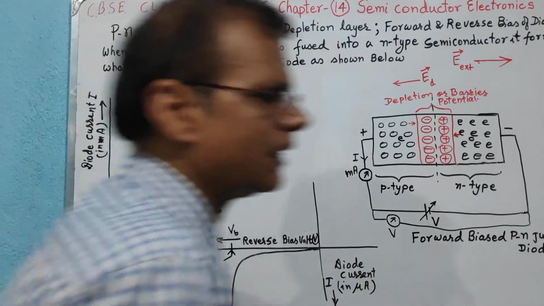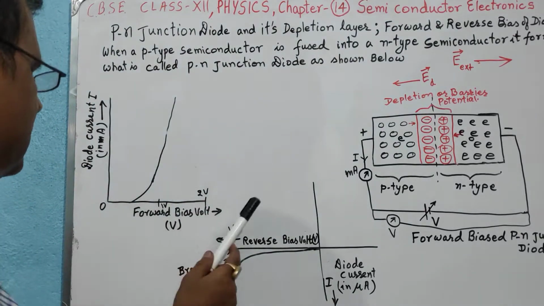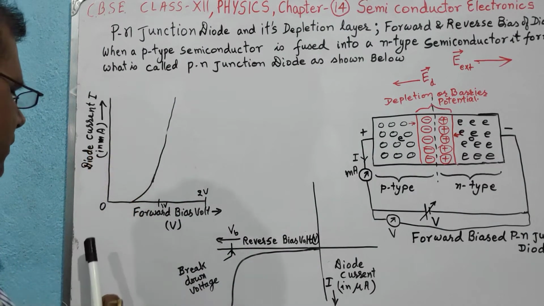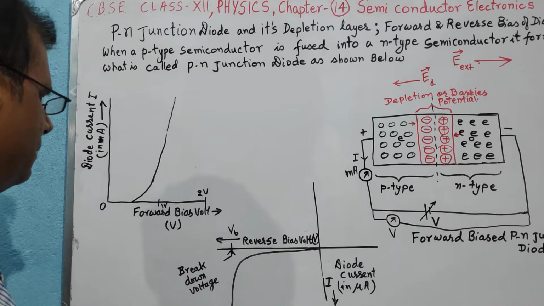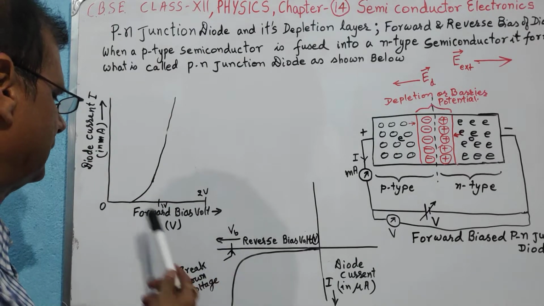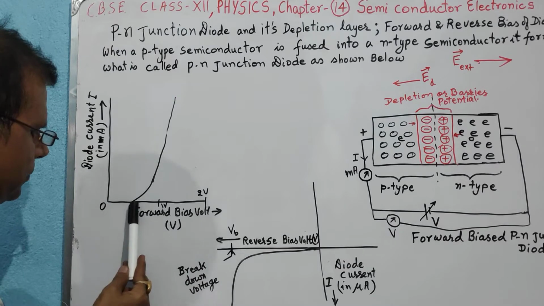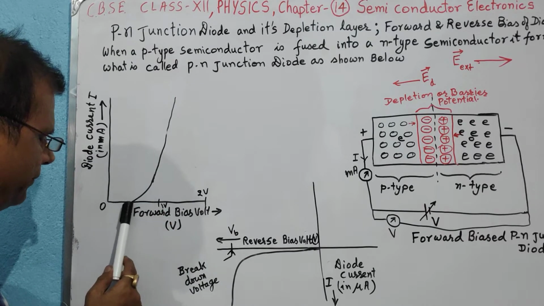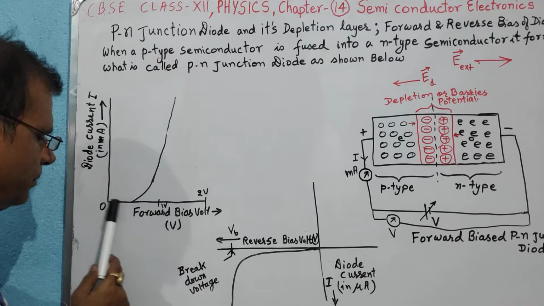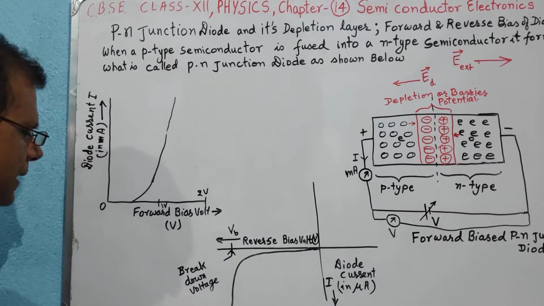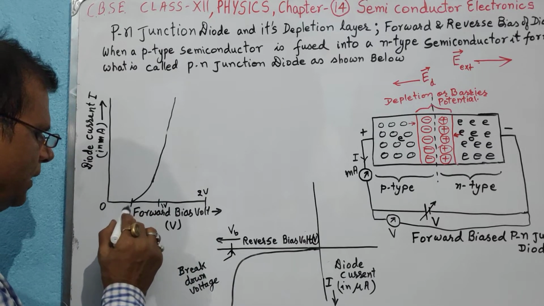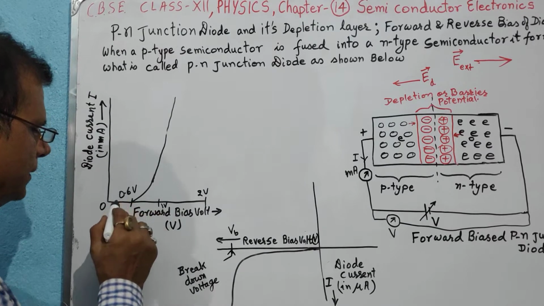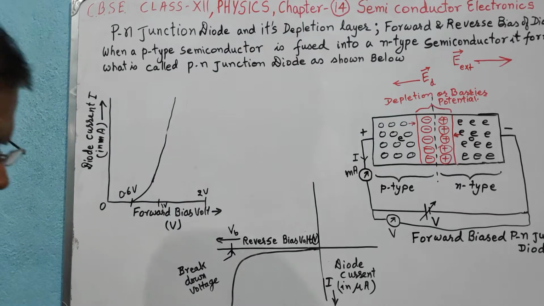If we plot a graph for forward bias diode current, we are plotting diode current on the vertical y-axis and the forward bias on the horizontal x-axis. Then you see that the forward current is starting not from zero. It is starting from some point, which we have just talked about. We have taken it, for a typical case, as 0.6 volt.